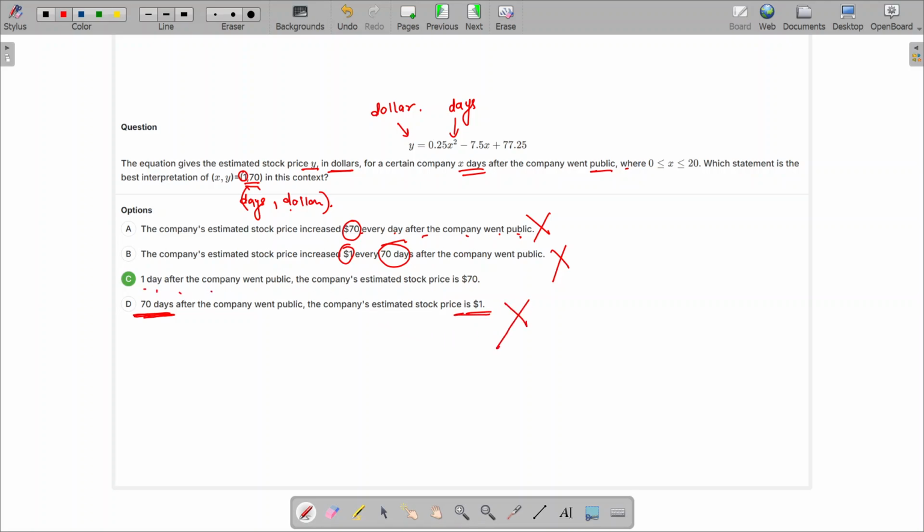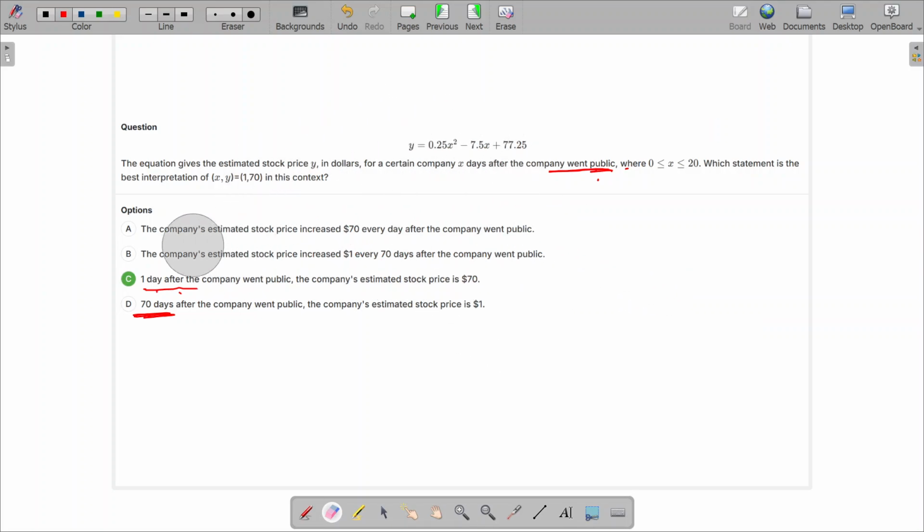One day after the company went public. Always read this line carefully: x days after the company went public. Now x could be 2 days after the company went public, it could be 3 days after. So that's why this is the answer: one day after the company went public, the company's estimated stock price is $70. Make sense? So you always use part processing here. Try to eliminate the options based on the units and then read the question again. You will definitely get the answer.